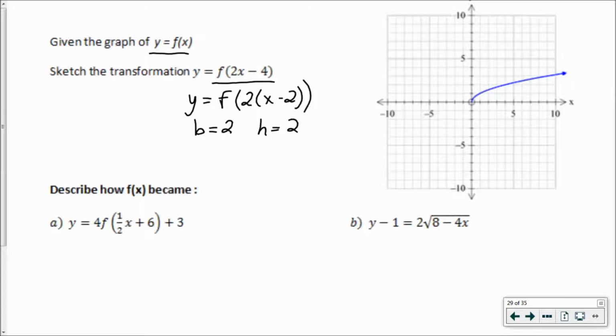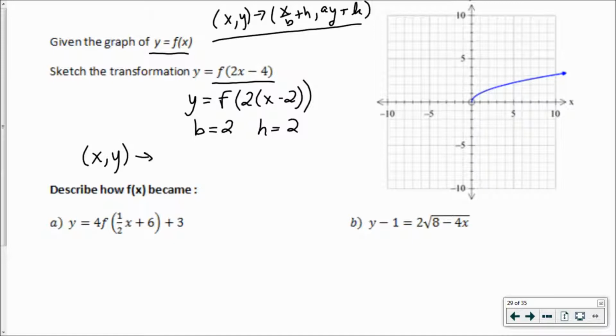So these b and h are both going to affect x. So remember, we have x and y becoming x over b plus h, comma, ay plus k. And that's our mapping notation in general. So in this one, I would have x, y becoming x over 2 plus 2, comma, y. And y would then be staying the same.